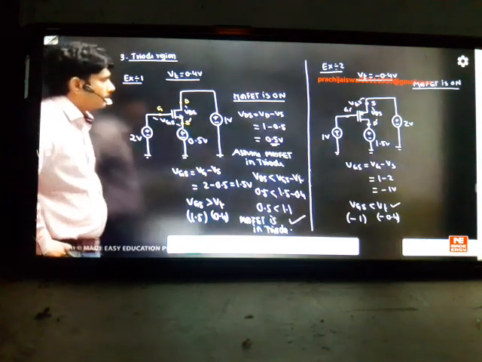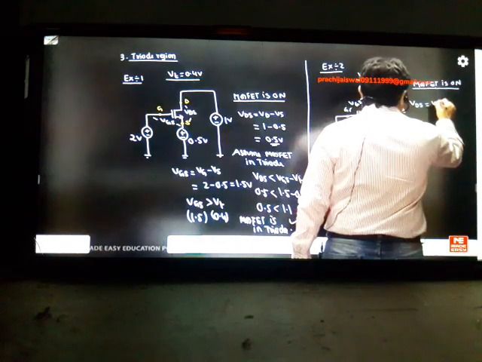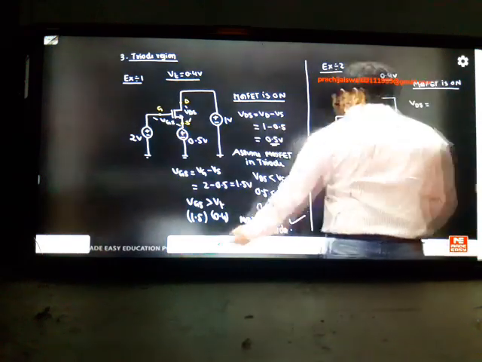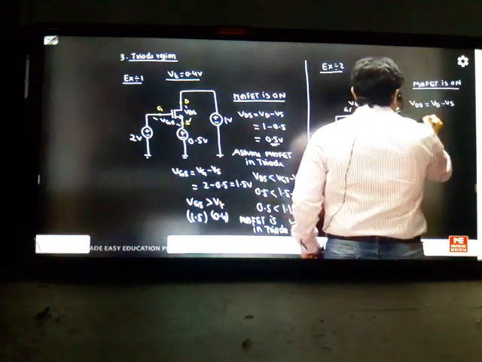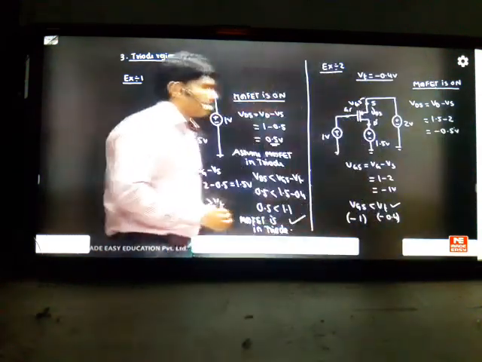Second case, MOSFET became on. So what about the VDS value here? Your VDS value is VD minus VS. VD is 1.5 minus 2. It will be minus 0.5 volts. So VDS we are getting is minus 0.5 volts.